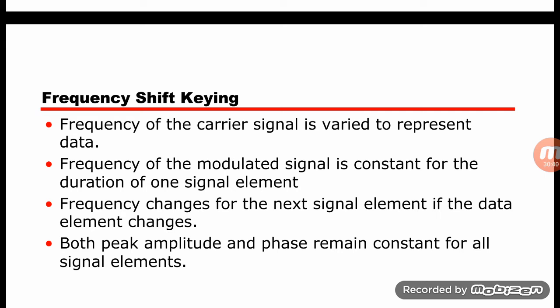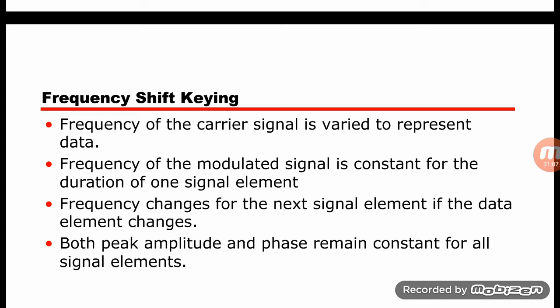Frequency of the modulated signal is constant for the duration of one signal element. I will show you how it is done. Frequency changes for the next signal element if the data element changes. Both peak amplitude and phase remain constant. And this is how it is done. If a bit 1 is coming, I am sending the signal with this frequency. When a bit 0 comes, can you see that the frequency has changed?